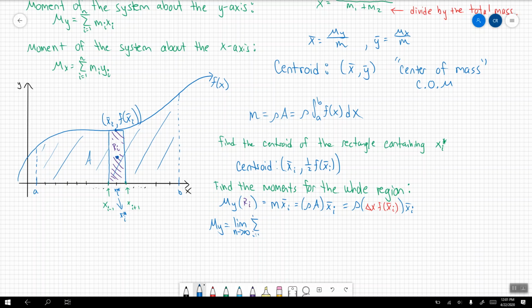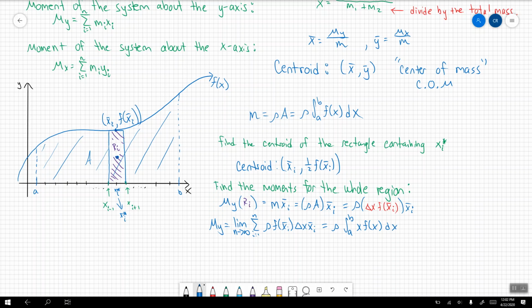This is going to be for i equals 1, stopping at n, for rho f of x bar sub i multiplied by delta x multiplied by x bar sub i. Now naturally, rho's a constant, because that's going to be the density that we're looking at. So that's just going to be rho multiplied by the limit of this piece here, but that's just the Riemann sum from a to b, looking at x bar, so that's just going to be x multiplied by the function evaluated at x, and then dx, just like this.